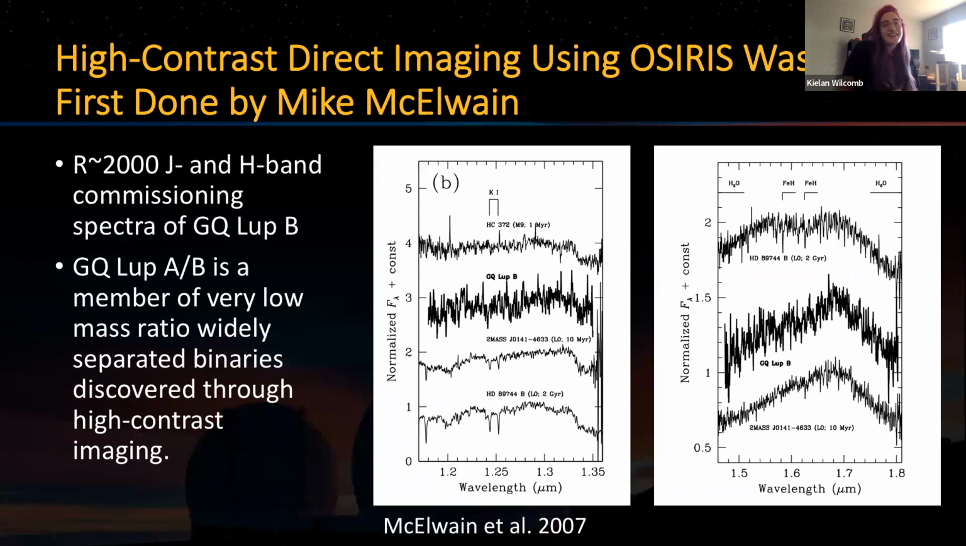All right, high contrast direct imaging using OSIRIS was actually first done by Mike McElwain. GQ Lup B, which was discovered in 2005, orbits a K7-type T Tauri star with a circumstellar disk. Its near-infrared spectrum has been classified as a mid-M to early L, with an effective temperature of 2500 Kelvin and a log g of 4. McElwain concluded that GQ Lup AB is a very low mass ratio, widely separated binary system.